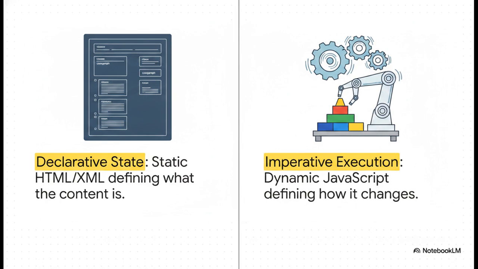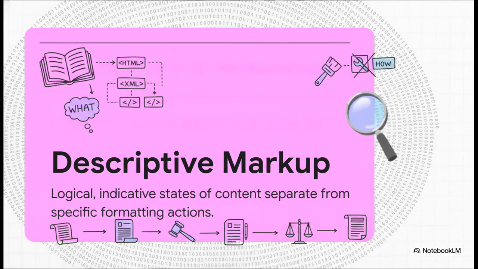Then, in stark contrast, you have imperative execution. In modern web interfaces, this is mostly JavaScript. This procedural code acts as the active builder, defining exactly how that static content should dynamically change, react, and execute. This dynamic actually perfectly illustrates something digital humanist Alan Renier pointed out a long time ago. He contrasted descriptive markup, which basically just indicates the logical state of the content, against procedural markup, which barks out specific formatting commands. By strictly separating the what from the how, computer scientists essentially cracked the code on turning ambiguous human language into a highly structured, machine-readable meta-language.